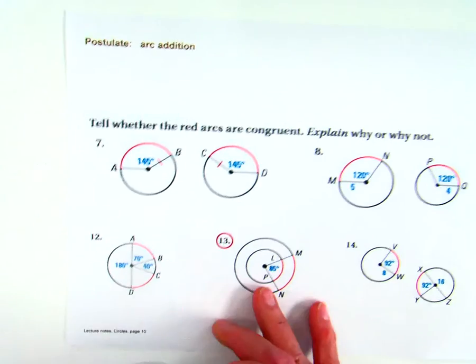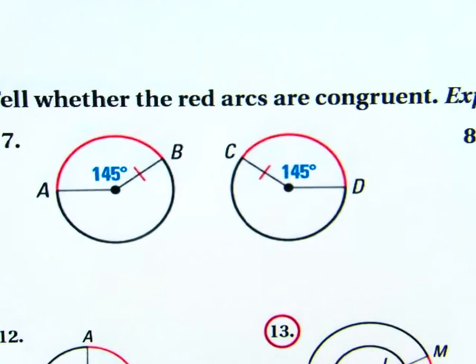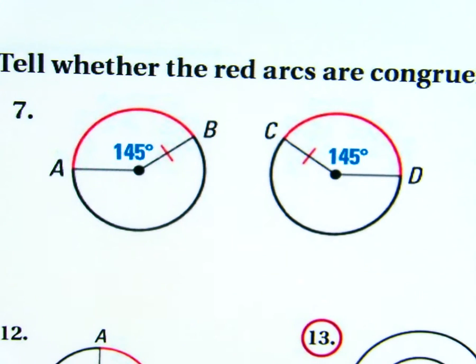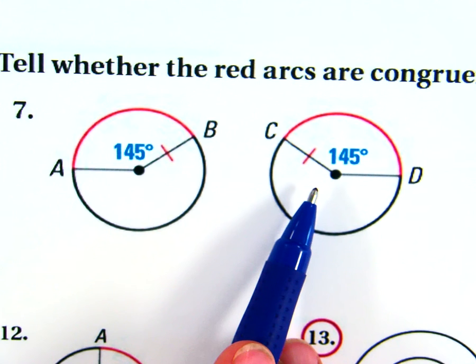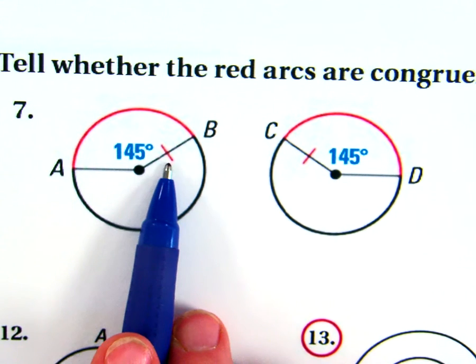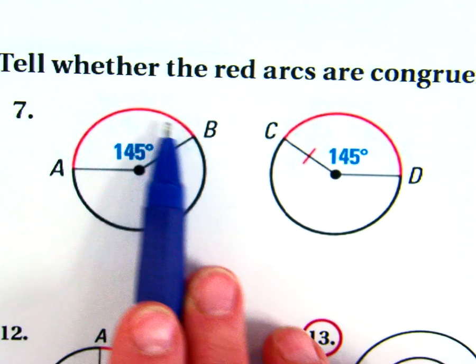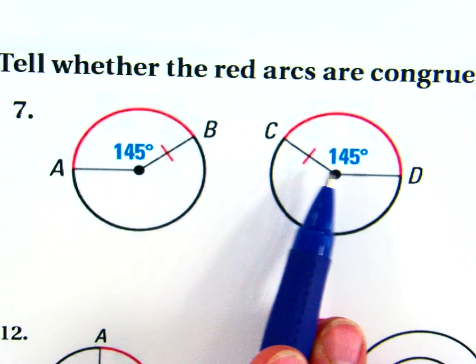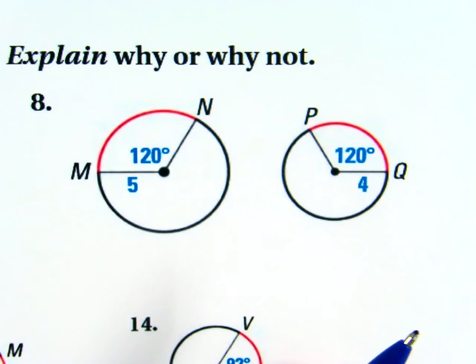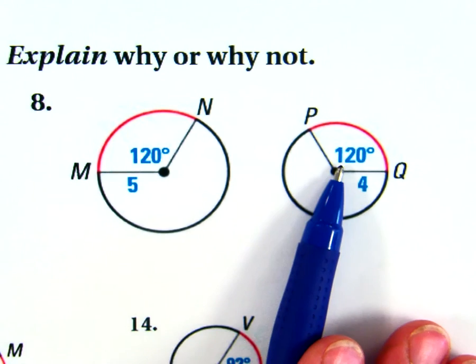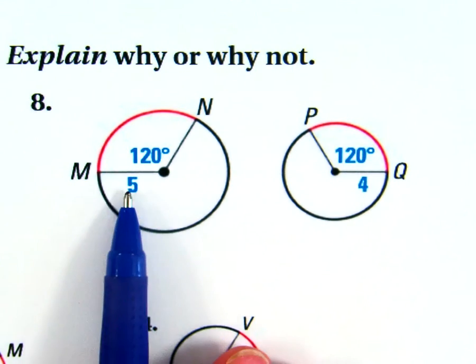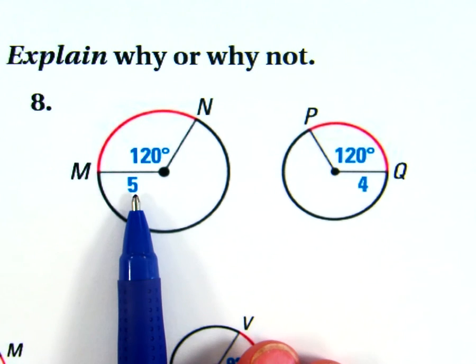Some practice. Are the two red arcs congruent? Yes, they are. They're from different circles, but the different circles are the same size because the radius is congruent. The angle measure is the same, which means that the measure of the arc is the same, so these two are congruent. Are these congruent? No, they're not. Although they have the same angle measure, the arc measure is the same. The radius is different. This one is not congruent because it's larger than that one.